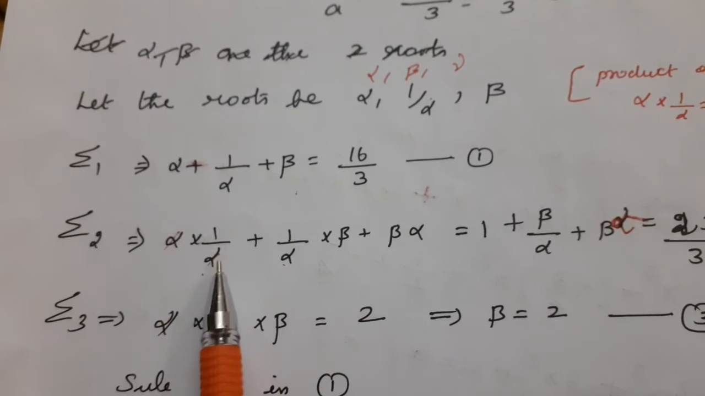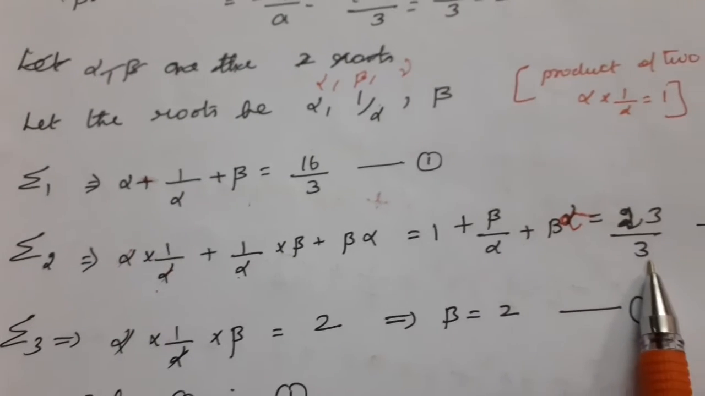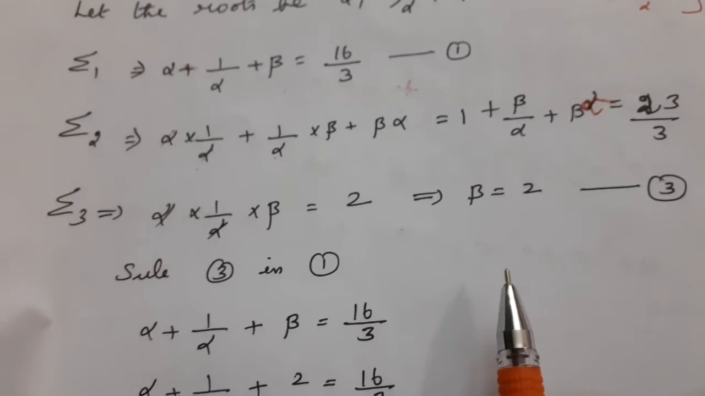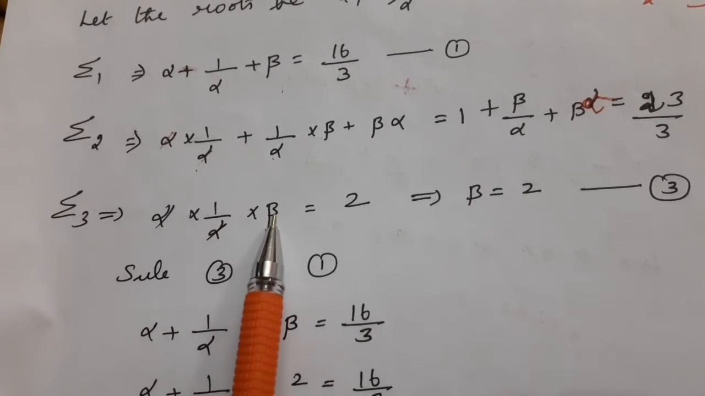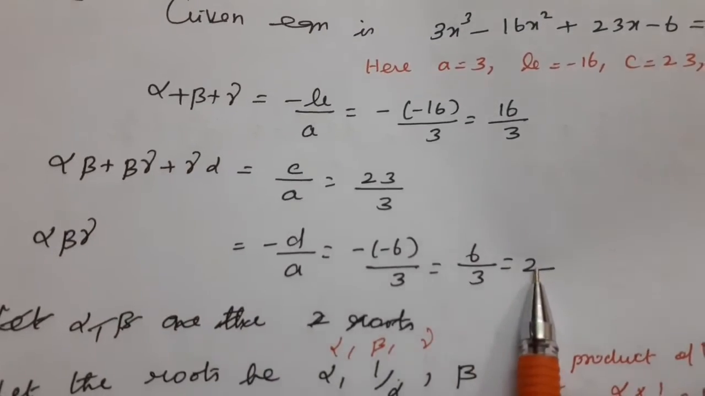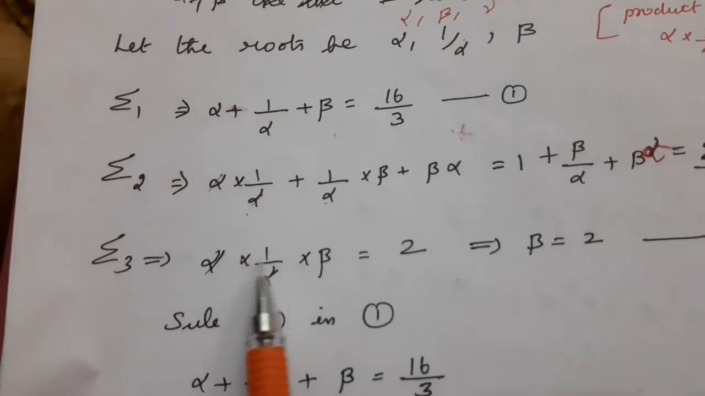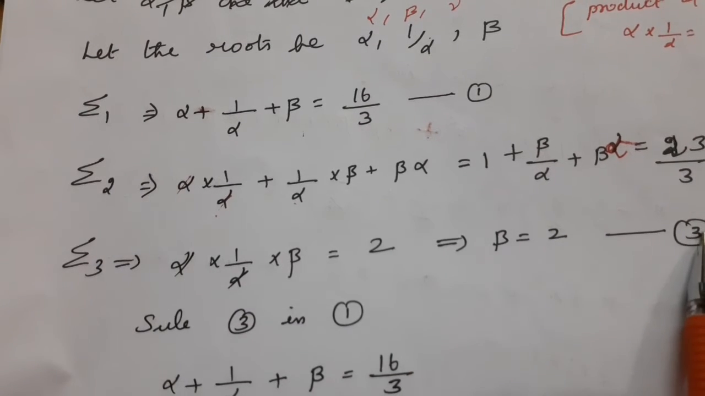The alpha cancelled. First one is 1. Beta by alpha plus beta alpha equal to 23 by 3. Next, the summation of 3 is nothing but what? Alpha, beta, gamma. Alpha into 1 by alpha into beta equal to what is alpha, beta, gamma? Alpha, beta, gamma equal to nothing but 2. So alpha into 1 by alpha into beta equal to 2. That is beta equal to 2. That is equation number 3.